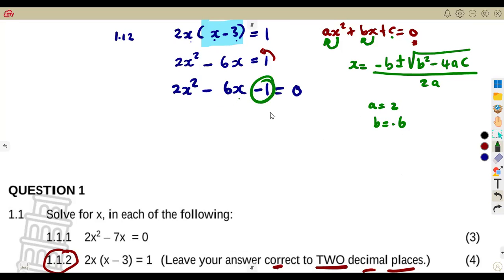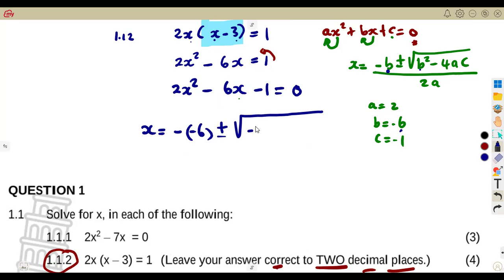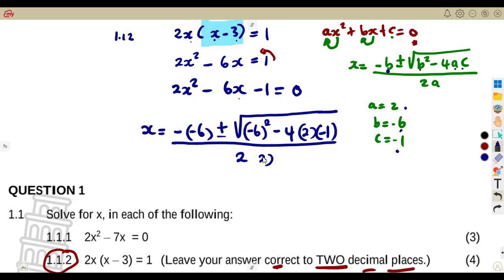c is the constant, which in this case is negative 1. So that means x is equal to minus b. Our b is negative 6. So you're going to have plus or minus the square root of b squared, the same b, which is minus 6 squared, minus 4 times a. That's 4ac there. So that's our a, which is 2, and our c, which is negative 1, everything over 2 times a, which is 2 times 2.